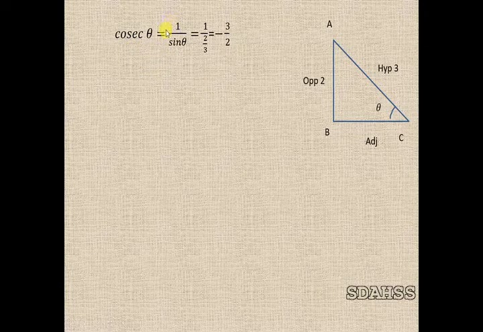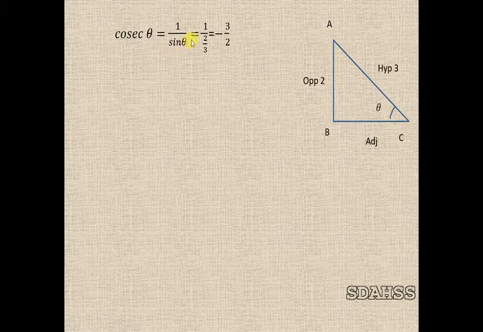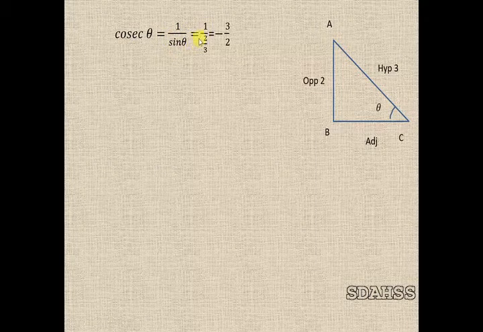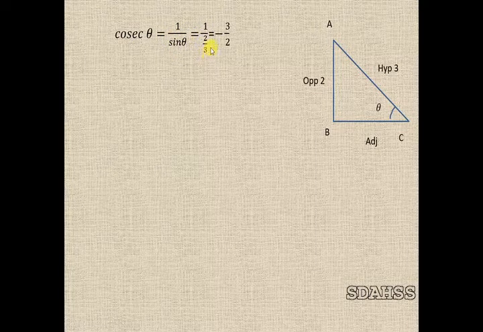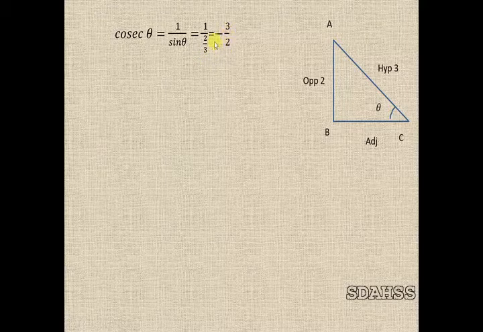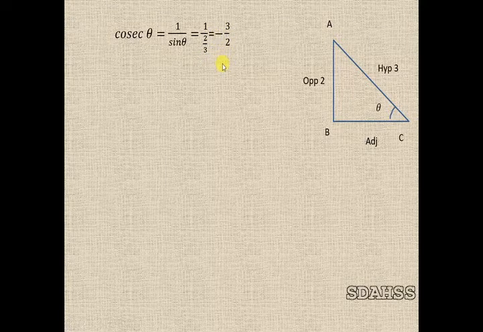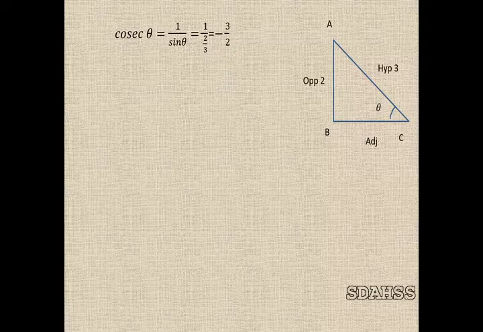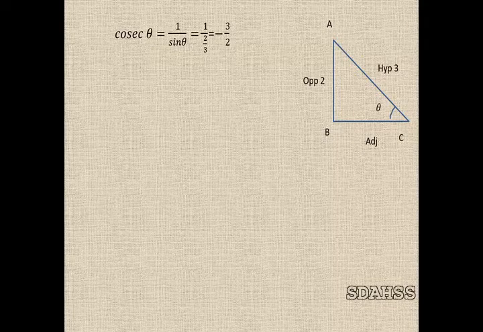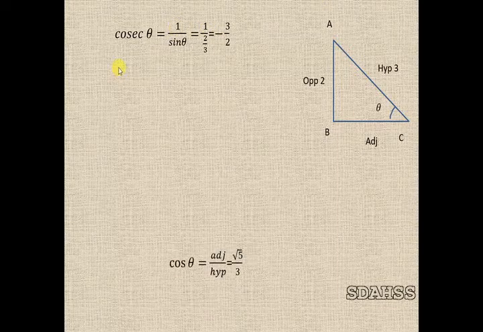Cosecant theta is equal to 1 by sin theta, which is equal to 1 by, sin theta is 2 by 3. Take reciprocal. So 3 by 2. Here theta lies in the fourth quadrant. In the fourth quadrant, cos and secant are only positive. So you have to use a negative sign, minus.